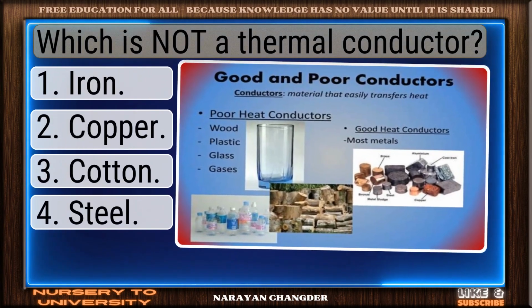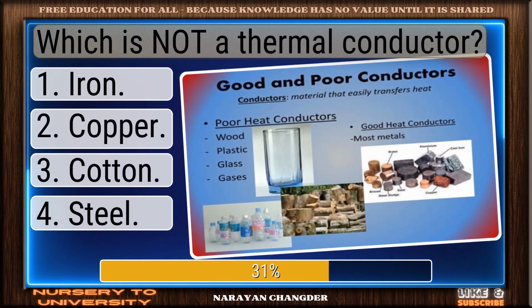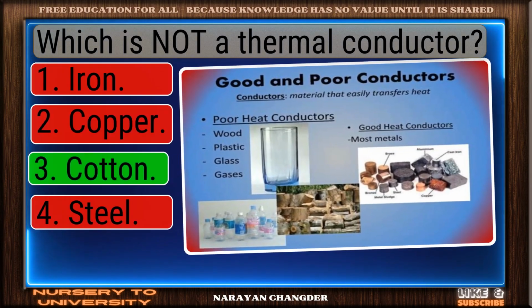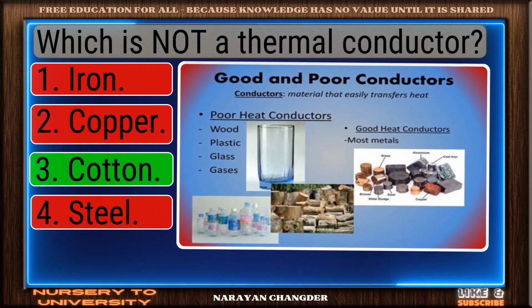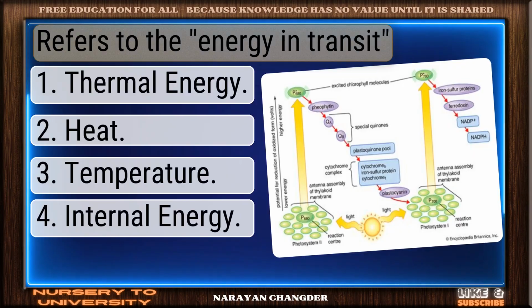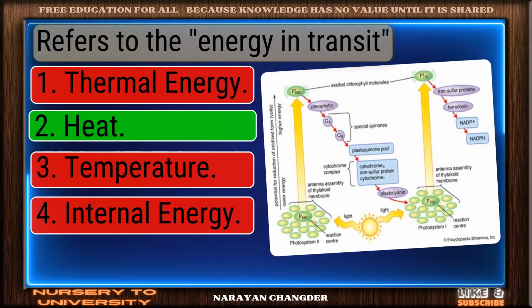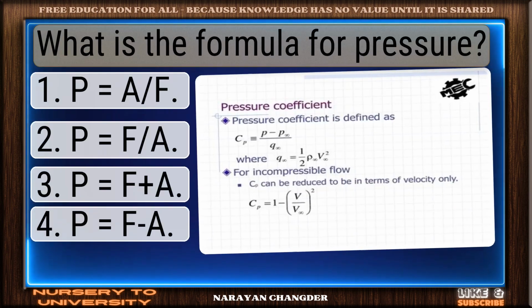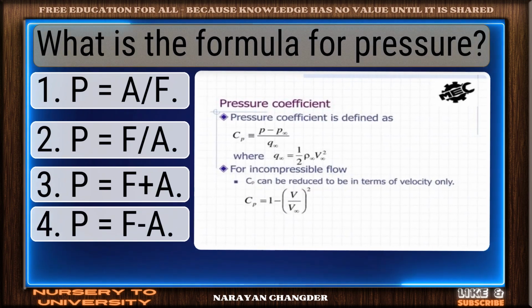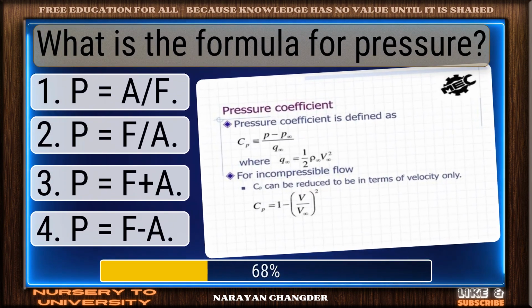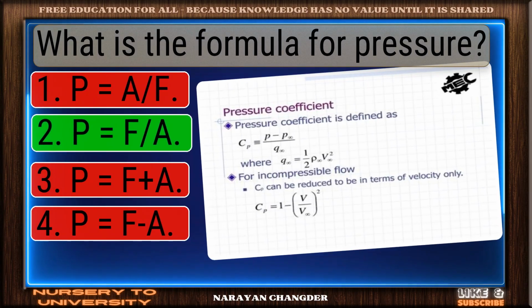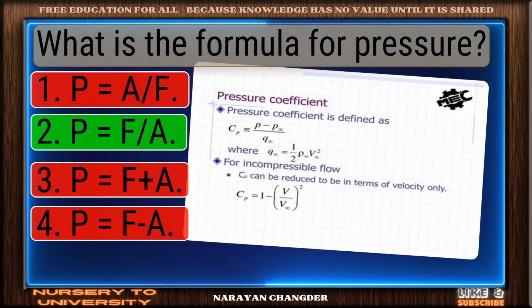Which is not a thermal conductor. Sharp thinking. Cotton is the right choice. Refers to the energy in transit. Bravo! Heat is the answer. What is the formula for pressure? Right choice. P equal to F over A is the best answer.